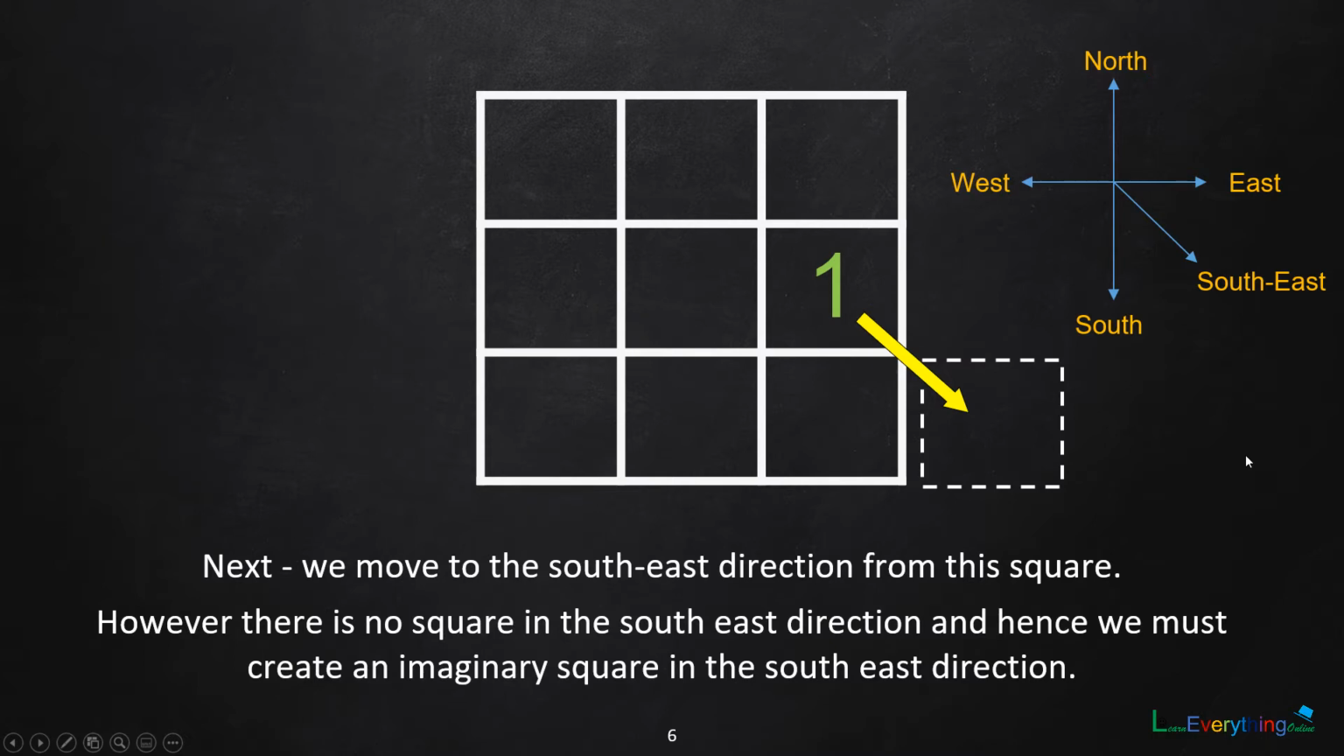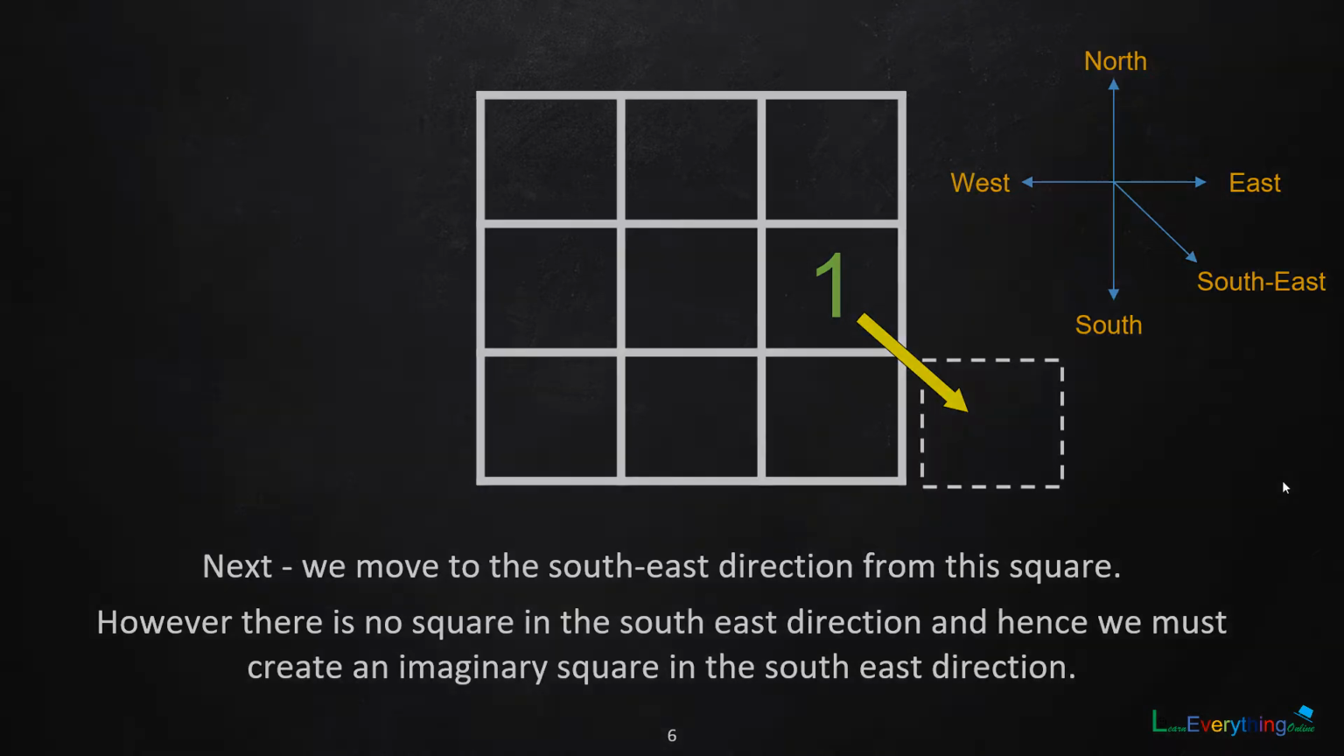Next, we move to the southeast direction from this square. However, there is no square in the southeast direction and hence we must create an imaginary square in the southeast direction. So this is the direction and this is our southeast direction. Now we have to move the square in order to get our second number. So here is an imaginary square, since no square is present in the southeast direction.